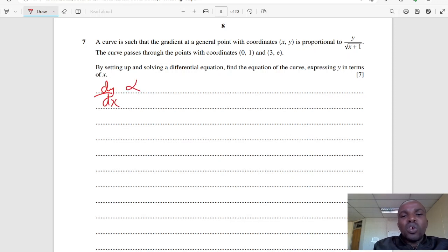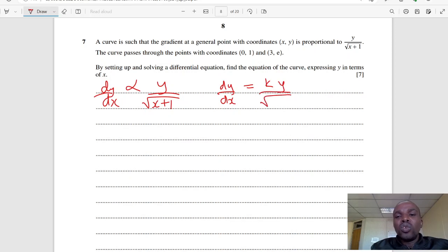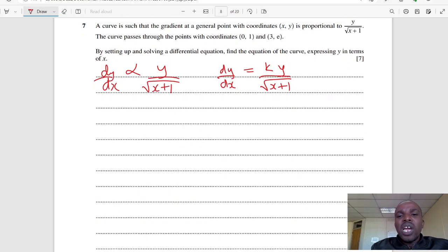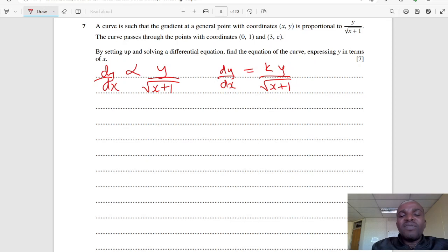They said it is proportional to what? To y over root of x plus 1. Then the second stage in variation, introduce an equal sign and a constant. So it will be dy over dx equals ky over root of x plus 1. This one will be my differential equation. Now I've set up an equation, now I have to solve it. First thing, I separate variables.